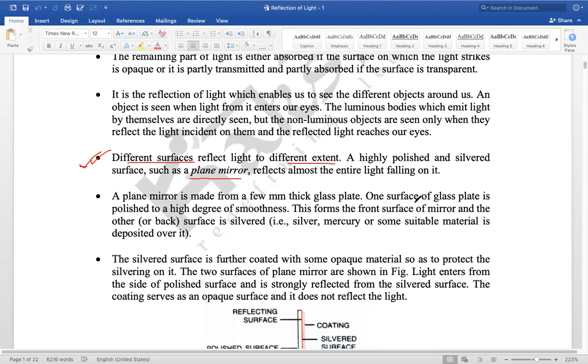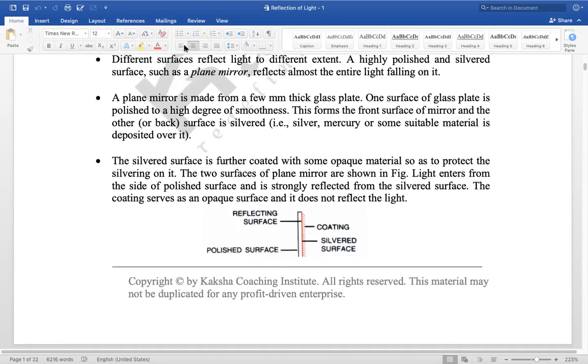A plane mirror is made from a few thick glass plate. So one surface of glass plate is polished to a high degree of smoothness. This forms the front surface of mirror, and the other or back surface is silvered, that is silver, mercury or some suitable material is deposited over it. The silvered surface is further coated. So how we making the plane mirror, that is being explained here. So try and understand. So a plane mirror, how is it made?